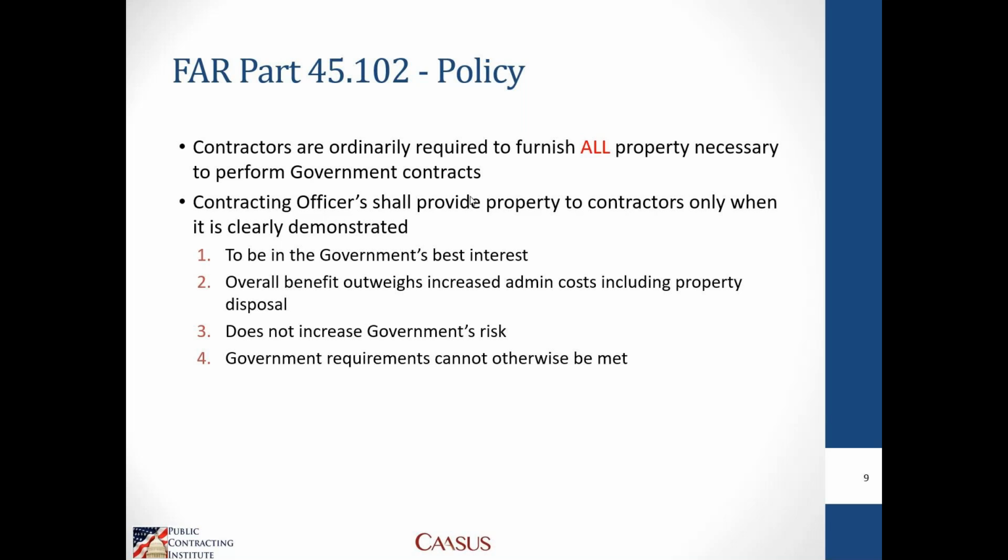So these are the four main items that have to be addressed in order for you to have any kind of property on a particular government contract. And these are the four items that the government will document and support if they're going to allow provisioning of property on federal contracts.